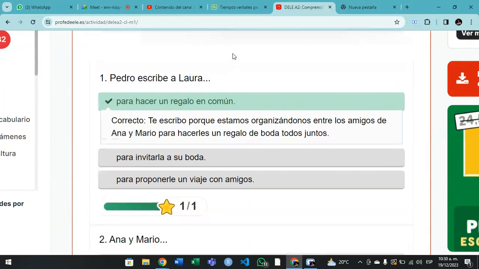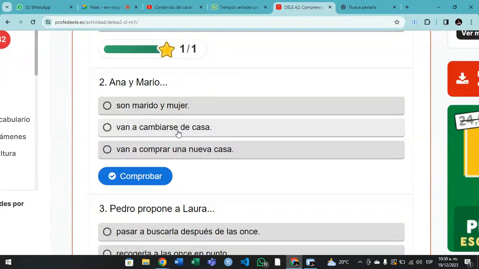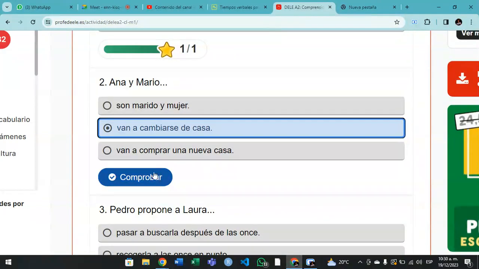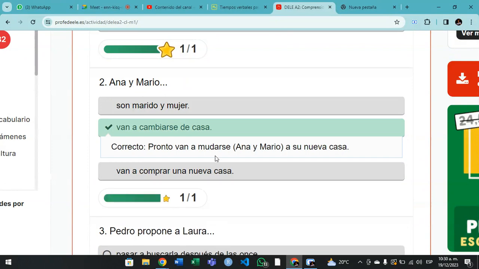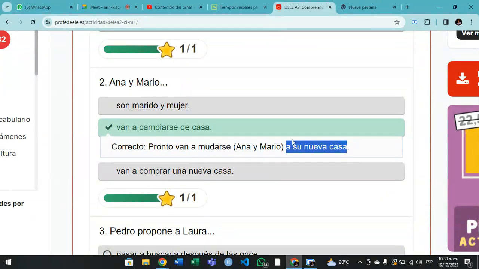Because here, it's this one: van a cambiarse de casa. Here the text says that pronto van a mudarse a su nueva casa. So they're not going to buy a new house because they already have the house. They're going to move to their house, or they're going to change house. Okay, okay, okay.